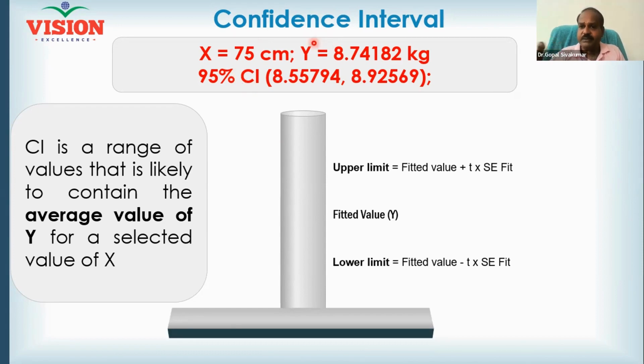Weight of the babies, kids in the age group of 0 to 12 months. What is X? The height of the babies in centimeter. If the height is more, what will happen to the weight? Weight will increase. Weight will increase, right?